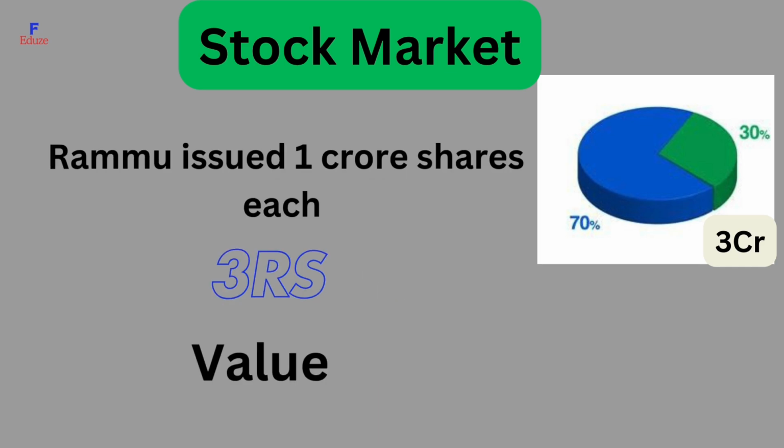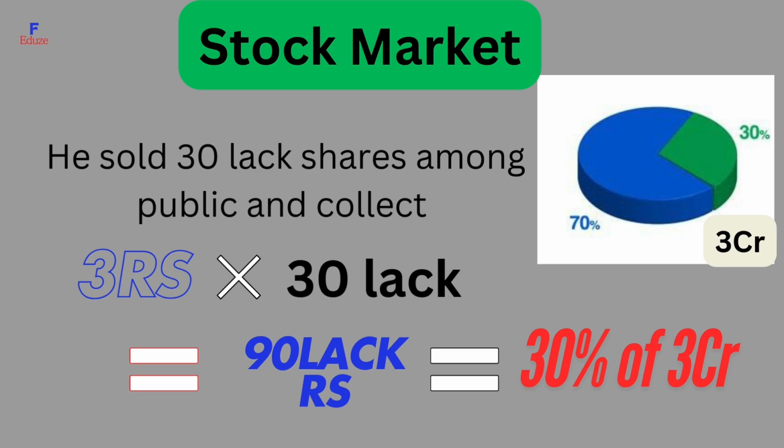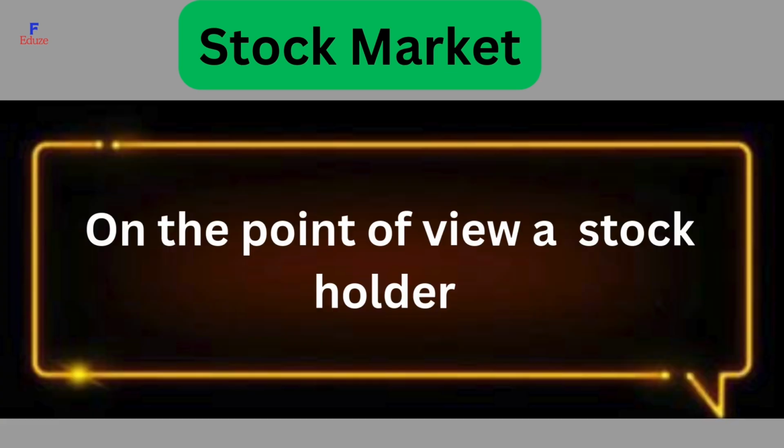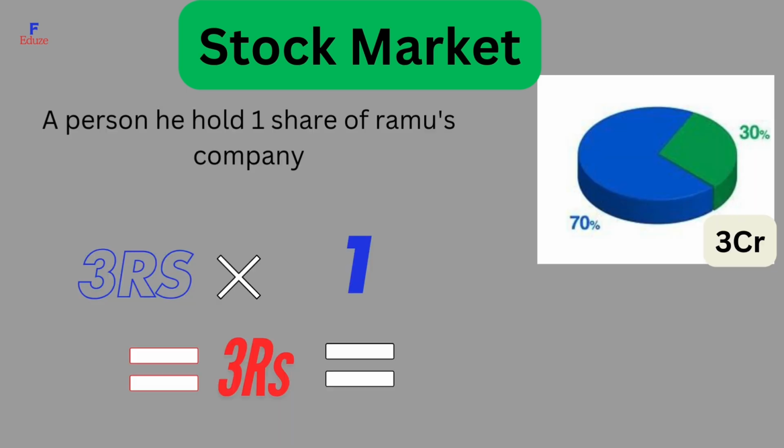Ramu collects funds by giving 30% of 1 crore shares worth 3 rupees to the public. That is, 90 lakh rupees are raised by giving 30 lakh shares to the public. A person who buys a share of Ramu's company pays 3 rupees for it. Let's see what benefits he gets from it.